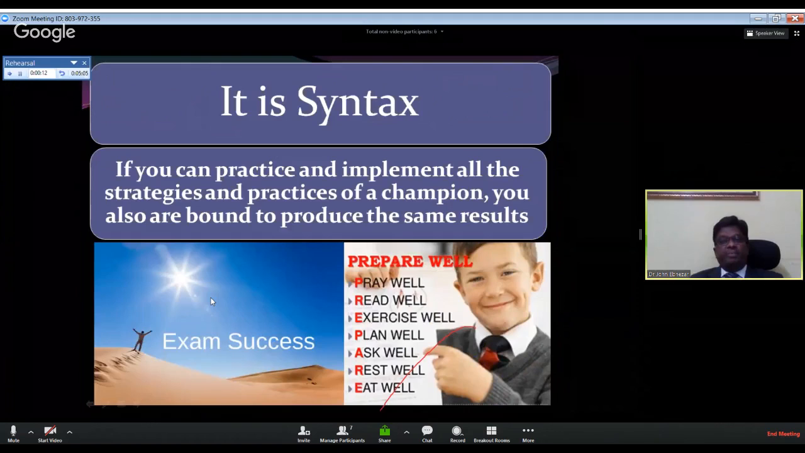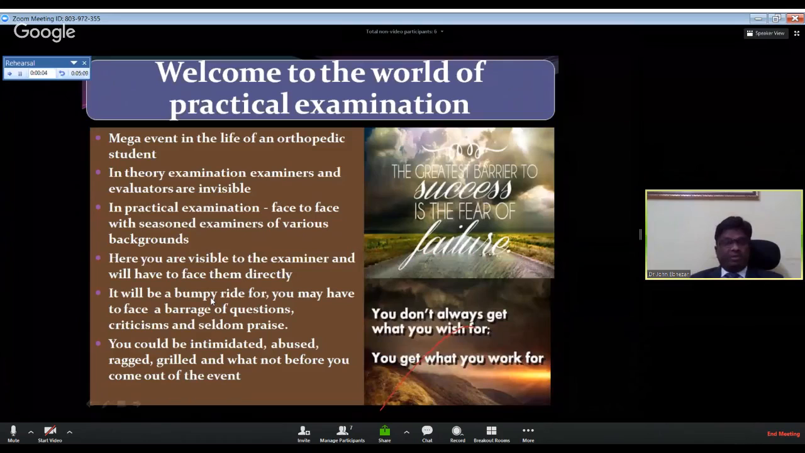So welcome to the world of the practical examination. Mega event. Here in the examination, examiners and evaluators are visible. In practical exams, you come face to face with seasoned examiners of various backgrounds. Here you are visible to the examiner and you will have to face them directly. It will be a bumpy ride for you.